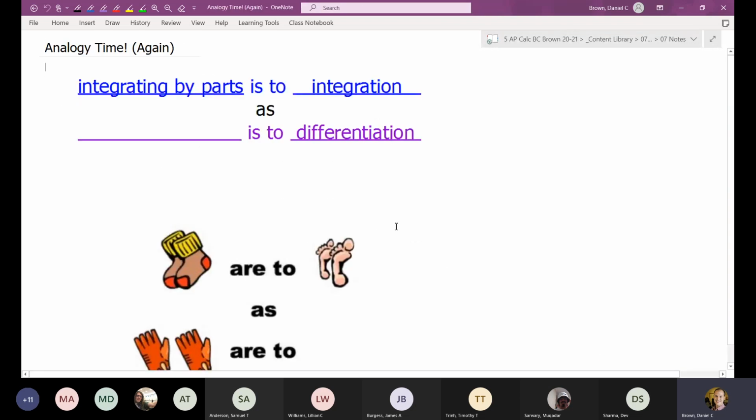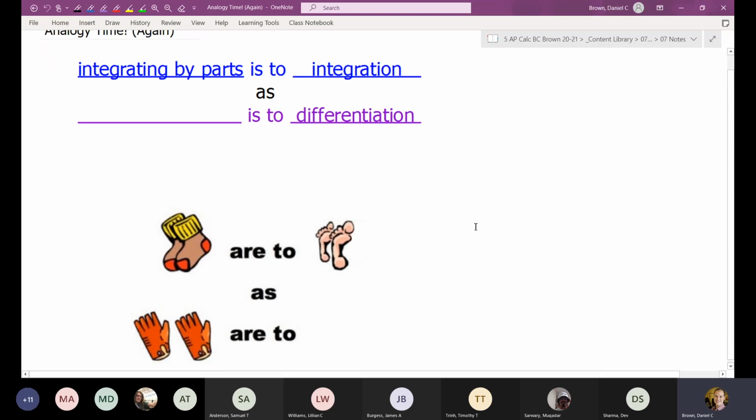To have an analogy, to link back to when I said the chain rule is to differentiation as U substitution is to integration, they're very much related. Integration by parts is basically the integration version of the product rule. And I do want to be careful when I say that, in that integration by parts does come from the product rule, that's how we would derive it, that's where it comes from, but not every product would use integration by parts.